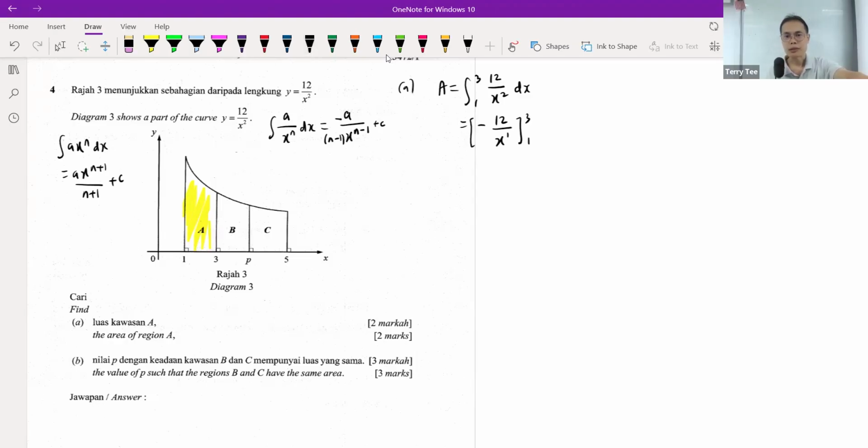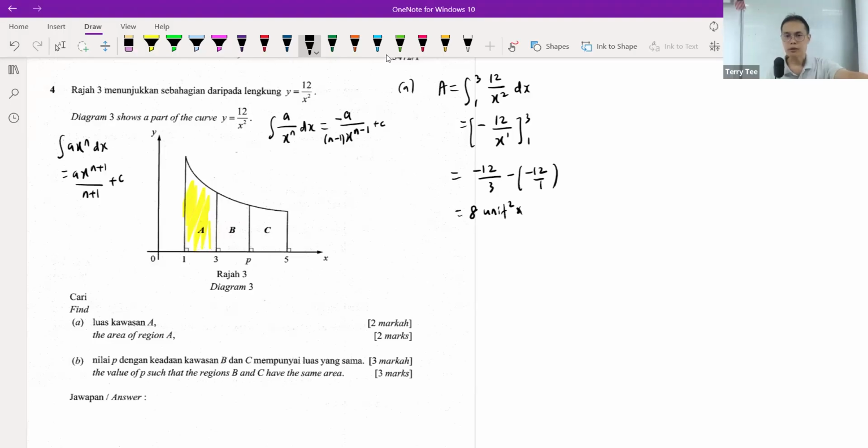Now, let us substitute the limit. You can choose to take out the negative. If you don't, it's okay. So it's 12 over 3 minus negative 12 over 1. So 12 over 3 is 4. 12 over 1, this one is 12 as well. So 12 minus 4, answer is 8 unit.